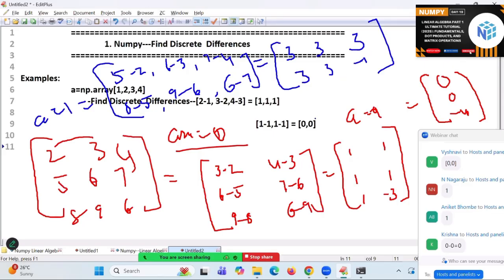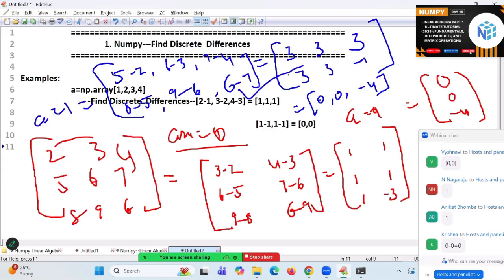Again, if I do, what is the answer finally coming? 0, 0, minus 4. This is the answer. This is called what? Finding the discrete differences among the rows. Are you following? This is very, very important.